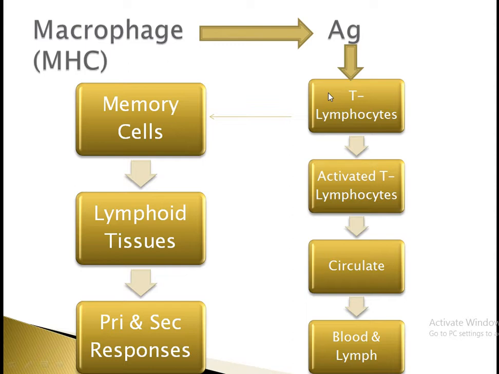this antigen presenting cell will be able to be attached with the T lymphocytes. Once this attachment takes place, these T lymphocytes become activated and then come to the circulation, and through the blood and the lymph they reach the target organs. As we have memory cells in the B cells, same for the T cells, we have some basic memory cells which come to the lymphoid tissues, and because of that we can have again the primary and secondary responses.